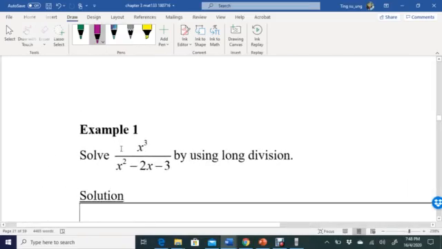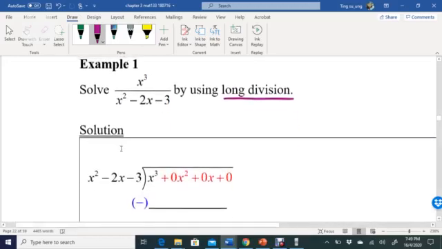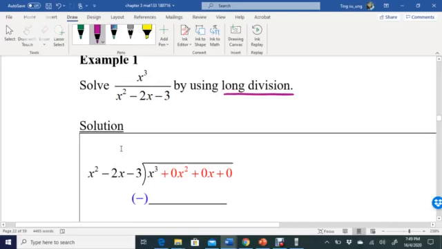Let's look into this first example here. The question asks you to solve x power of 3 divided by x squared minus 2x minus 3 using long division. So the question already highlights you need to use long division. Now, as I already highlighted to you, whatever power is missing, we need to set that. You see, this one is cube, right?